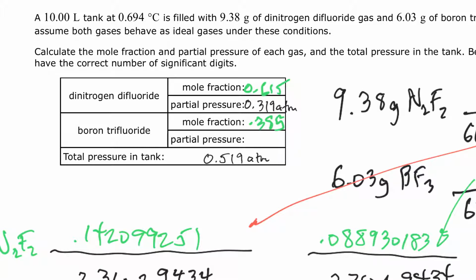Now this is in atmospheres because it's actually pressure. And when I take the 0.385 times 0.519, okay, it rounds up to 3 significant digits. I get 0.200 atmospheres. So really cool question. I really like this. There's a lot of parts to it, but they're not hard. Just think slowly.